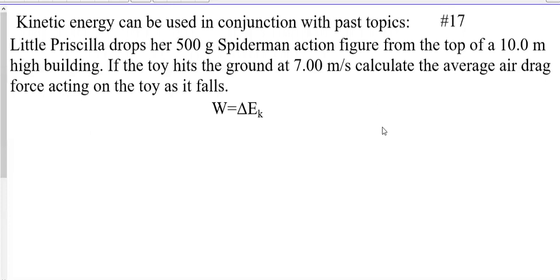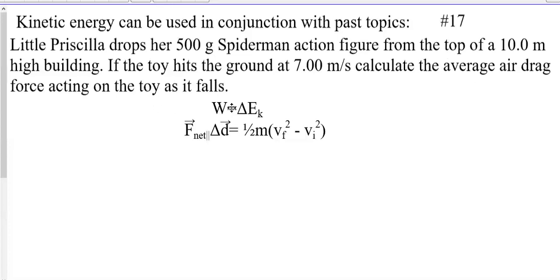So you could solve this just using what you knew previously, but I encourage you to try to use the work energy theorem, where work is equal to your change in energy, and we're specifically just talking about kinetic energy. I'll involve gravitational potential energy in future classes. Knowing that work is your net force multiplied by the displacement, and your change in kinetic energy is just going to be half your mass times your final velocity squared minus your initial velocity squared.